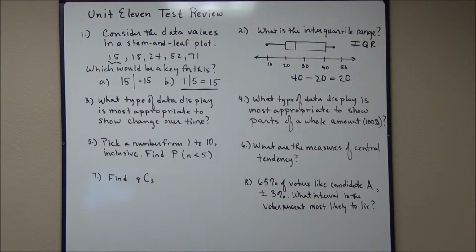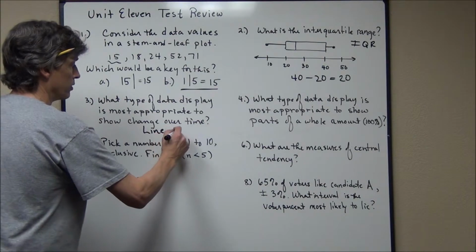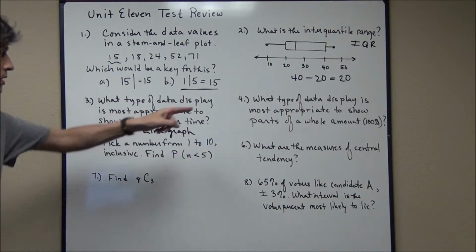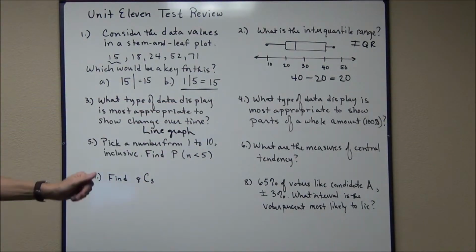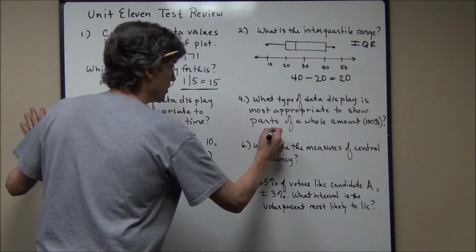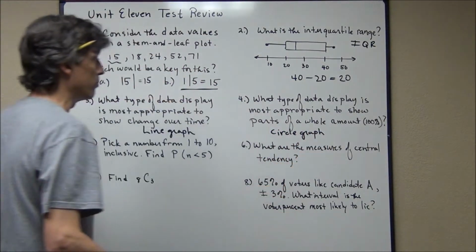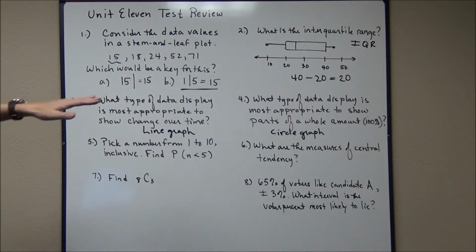Third problem here, it says, what type of data display is most appropriate to show change over time? Well, we had all those data displays. We had bar graphs and line graphs and circle graphs. Well, over time, you want to use a line graph. Always, always, always. What type of data display is most appropriate to show parts of a whole amount or parts of 100%? Well, there's no doubt about this one. This is a circle graph. Okay, if you want to use a bar graph to compare amounts, that's fine, but we're showing parts of a whole amount. That's a circle graph.